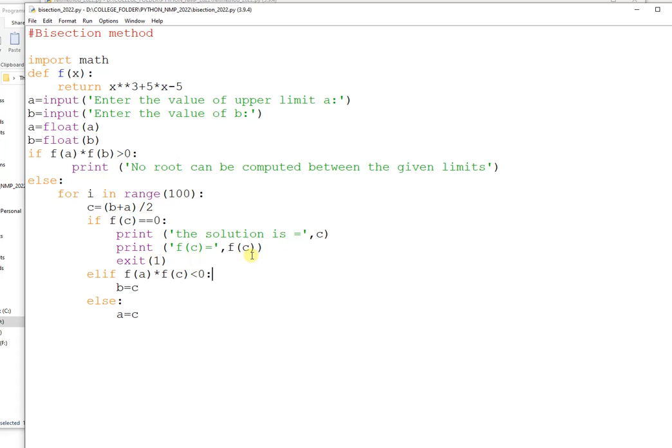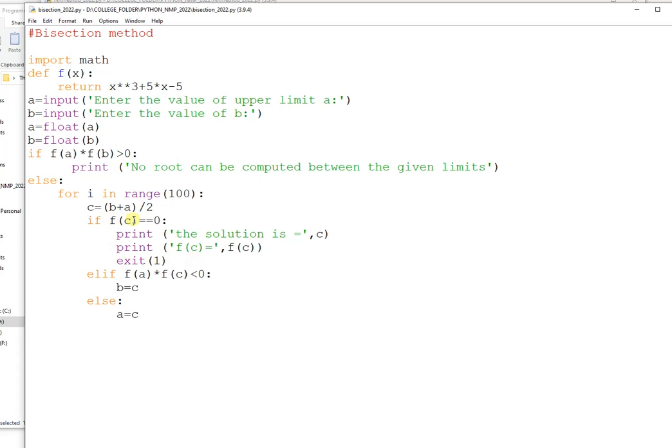And you can check what the value of f of c is. We can cross check it. We can print f of c here: print, bracket, inverted comma, f of c equal to f of c. It will print the value of f of c. So if you got the solution, you can exit the program.